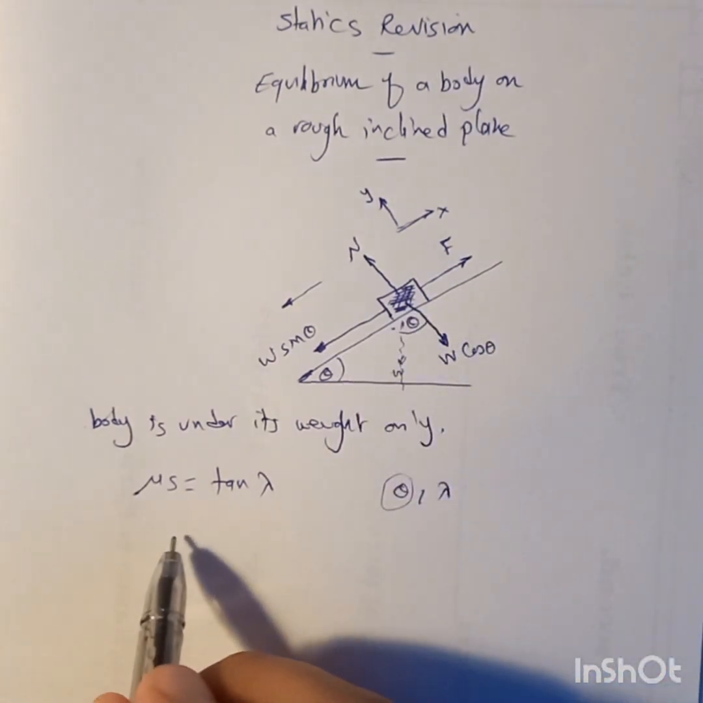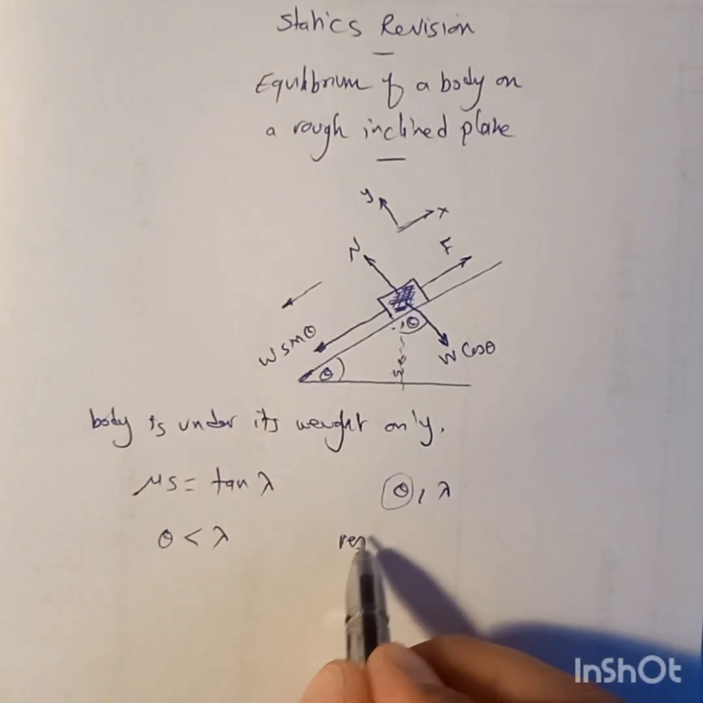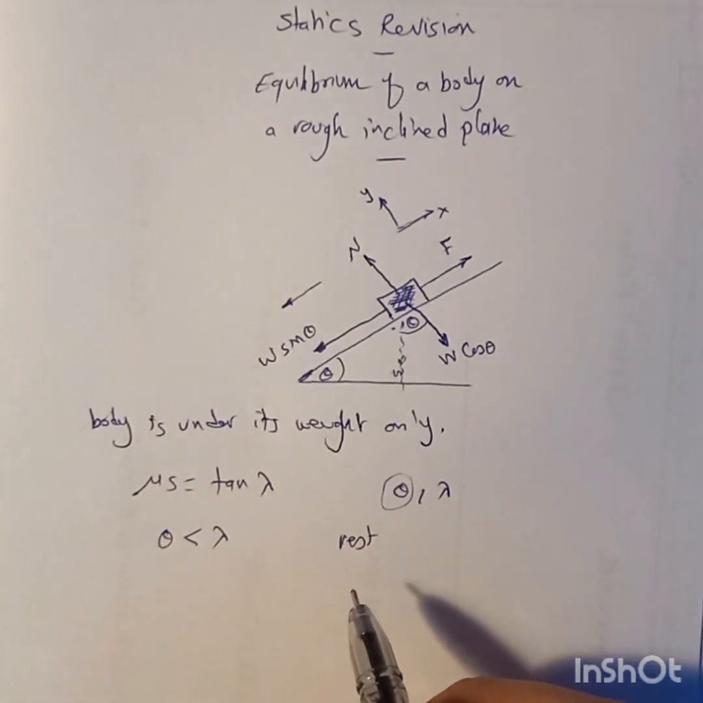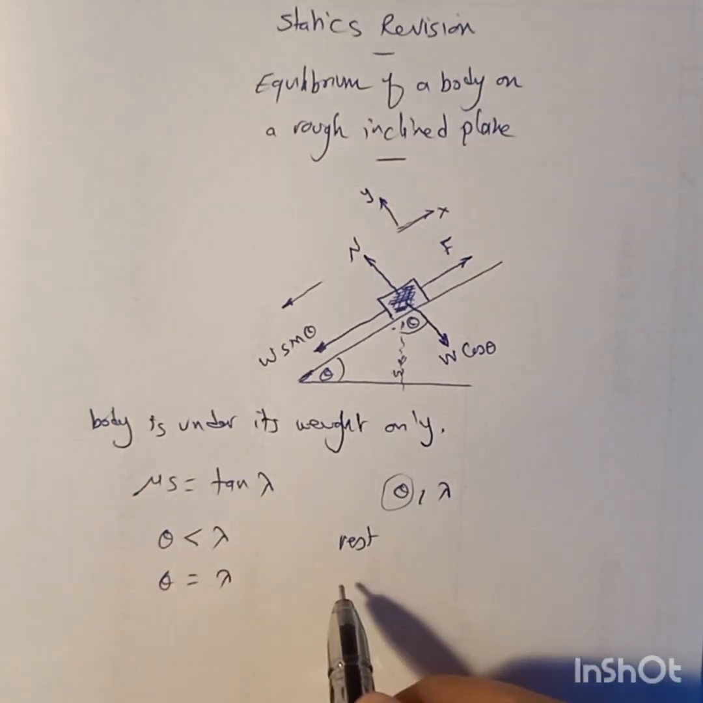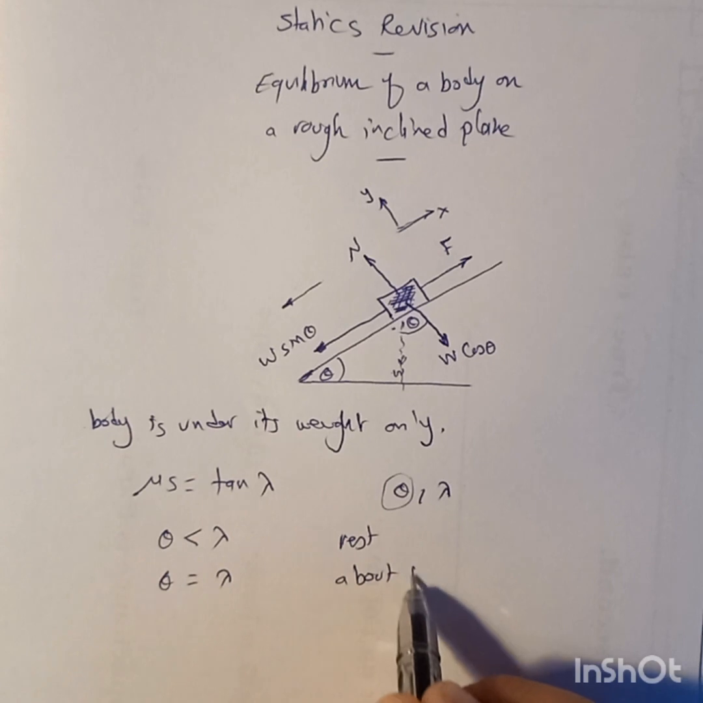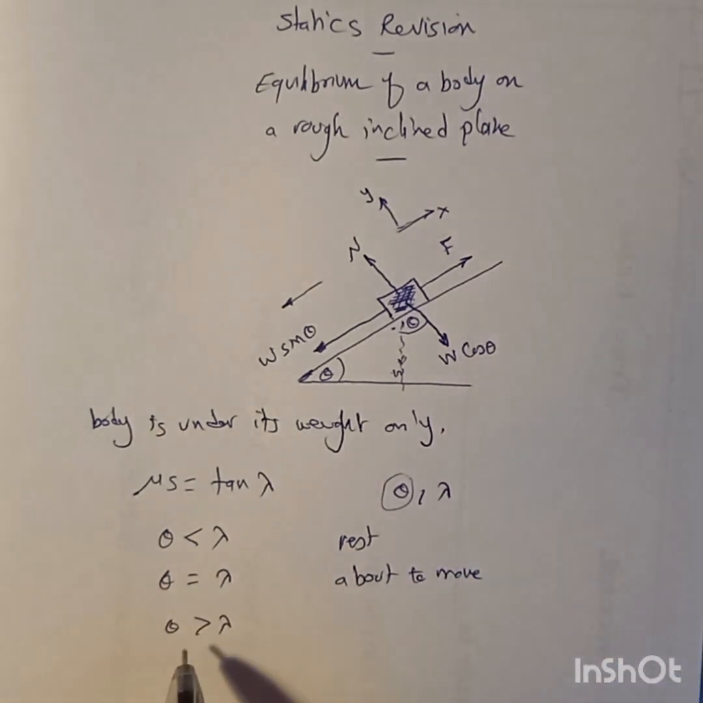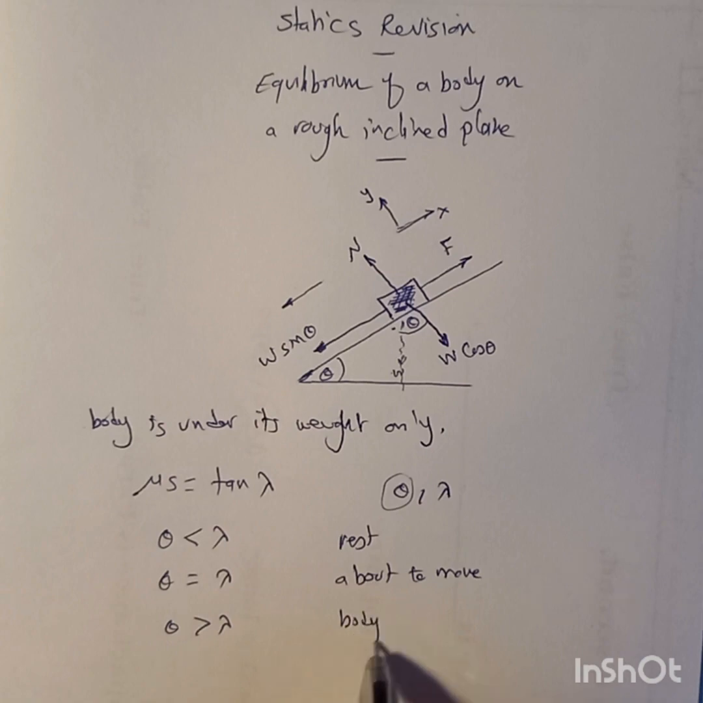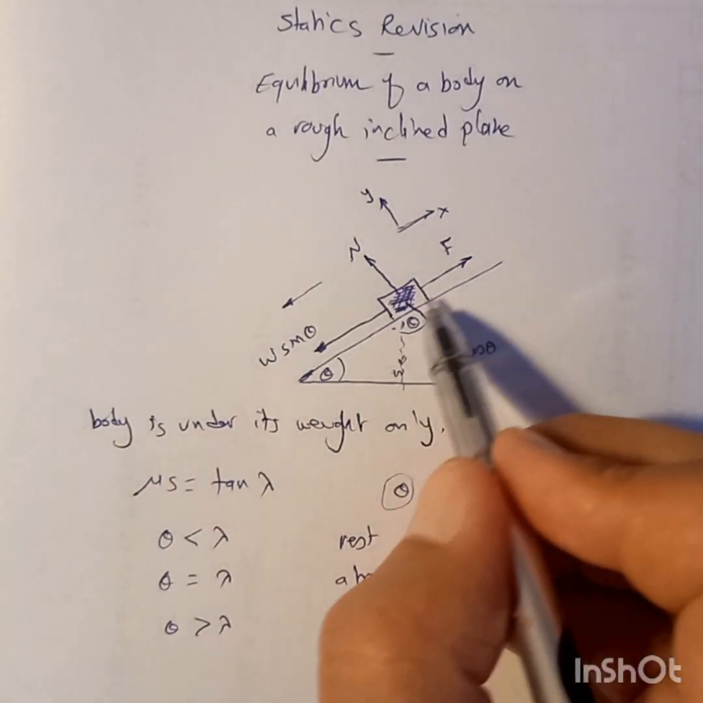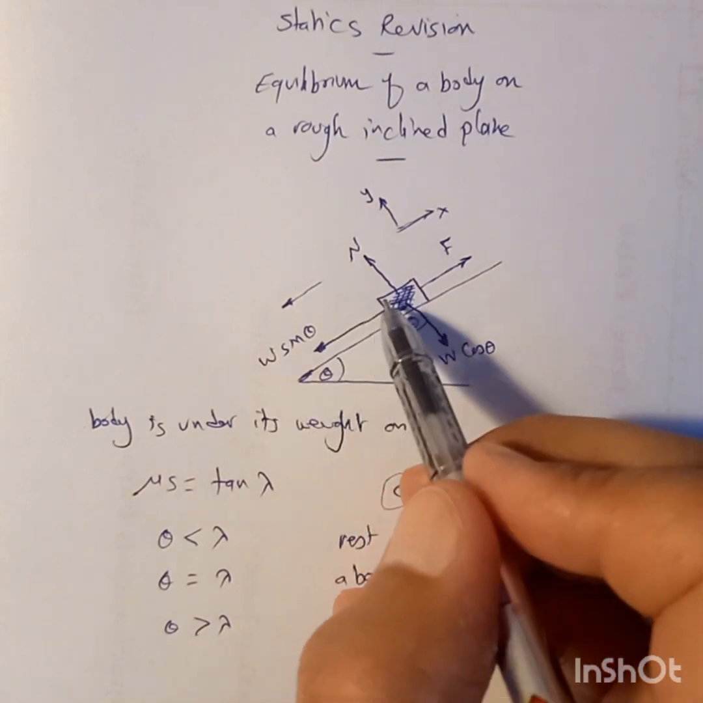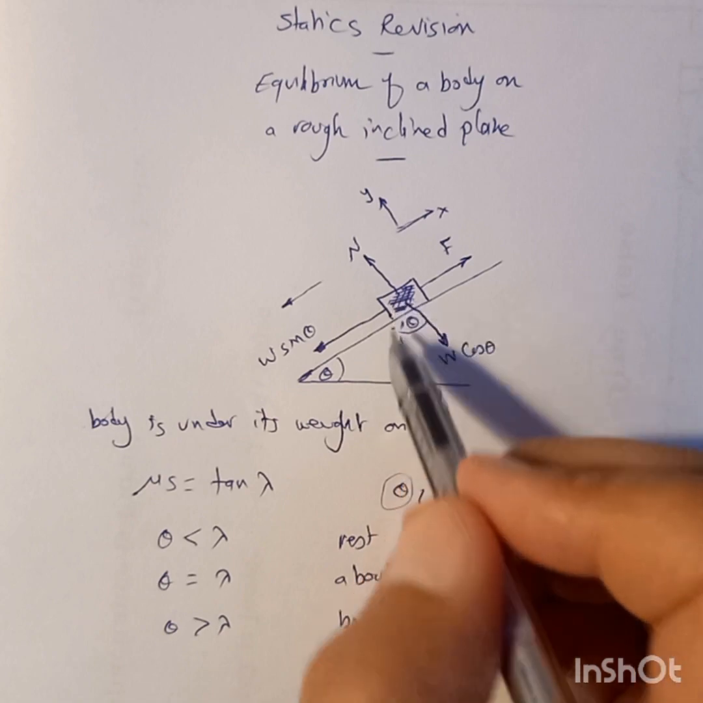If theta is less than lambda, the body is at rest, not about to move. If theta equals lambda, then the body is about to move. If theta is greater than lambda, then the body is already moving on this rough inclined plane, and the direction of motion is downward along the plane, as it is acted on only by its weight.